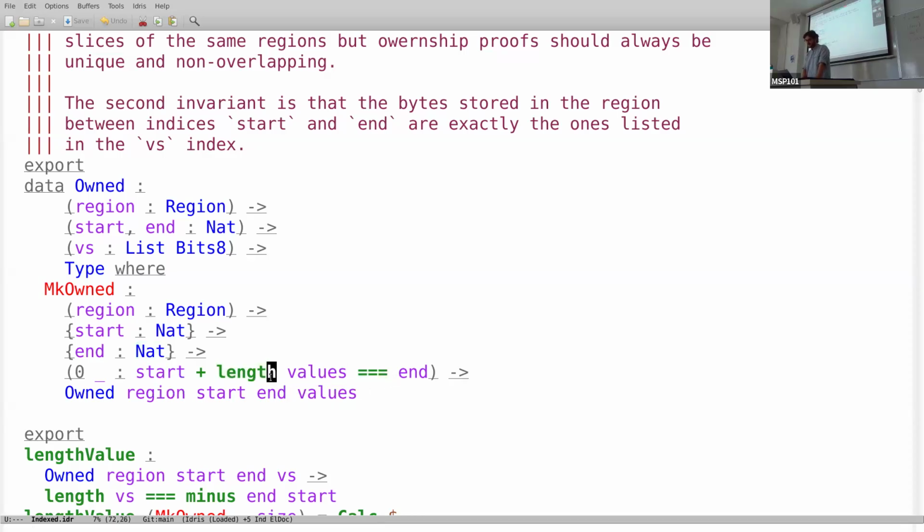But as you can see, here there's no enforcement that the values we are claiming are in there actually match the content of the region. Just because buffers are an abstract type, there's no way for us to insist statically that they have this content. So this is why we don't export the constructor. Users won't be able to manufacture these proofs. And if we're careful about the way in which we design our library, the only way to come up with a proof of ownership with a given set of values will be to actually own that slice and actually have these values inside.